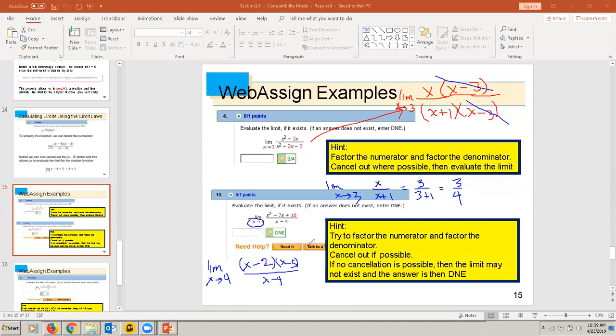So the answer here is D and E. Notice here in the yellow box it says if no cancellation is possible, then the limit may not exist, and the answer is then D and E. All right, let's go and do maybe a couple more examples.